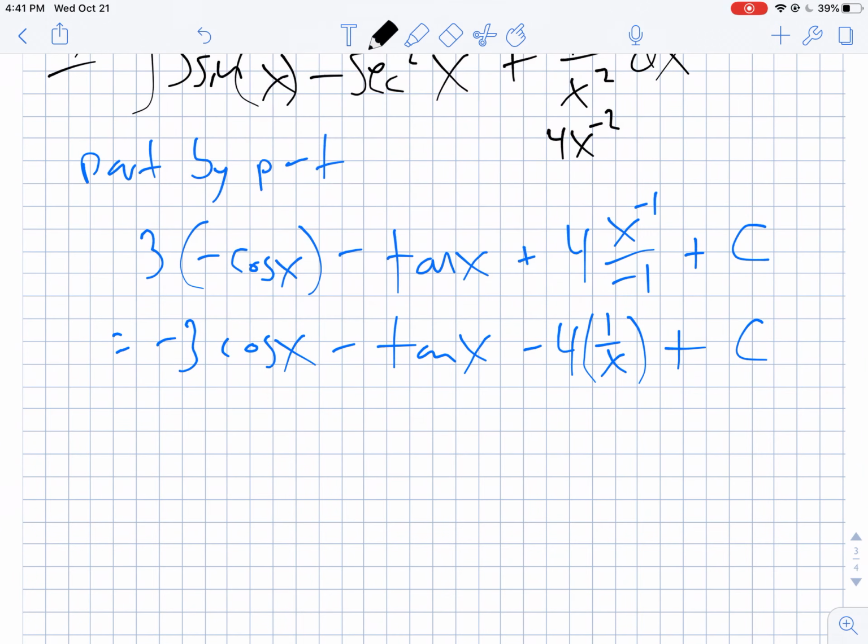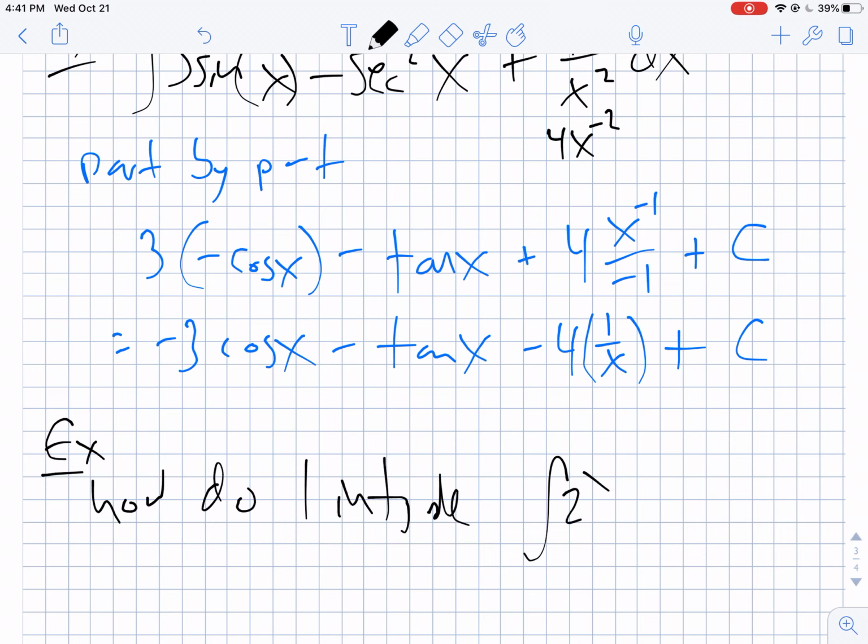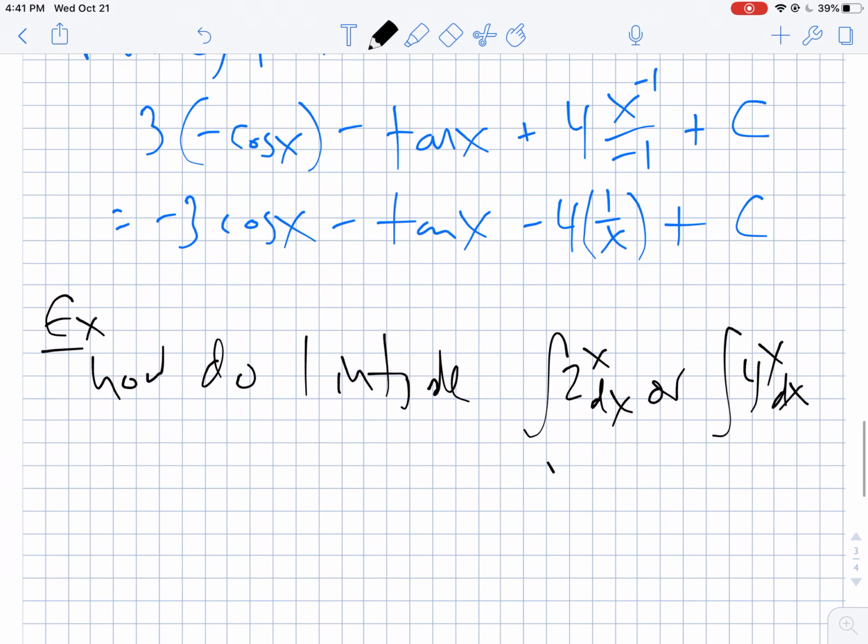The only other thing I wanted to do is this, how do I integrate, maybe not an example, but how do I integrate something like 2 to the x, or 4 to the x, or just basically the integral of a to the x, where a is a constant. Okay, now here's how you want to approach this type of problem.